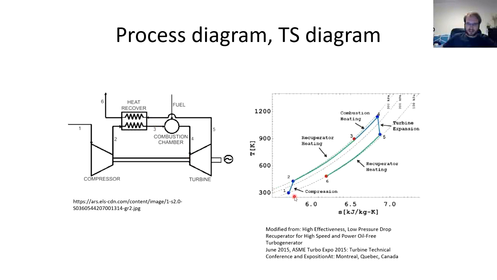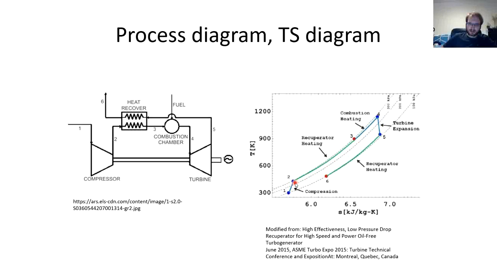Now let's have a look at the system on the TS diagram. We are starting at ambient temperature and ambient pressure, going to the compression. You can see that the isobars here are relatively close. Here we have a pressure ratio of 3. So it's kind of low compression and looks a little bit noodle-ish in shape.